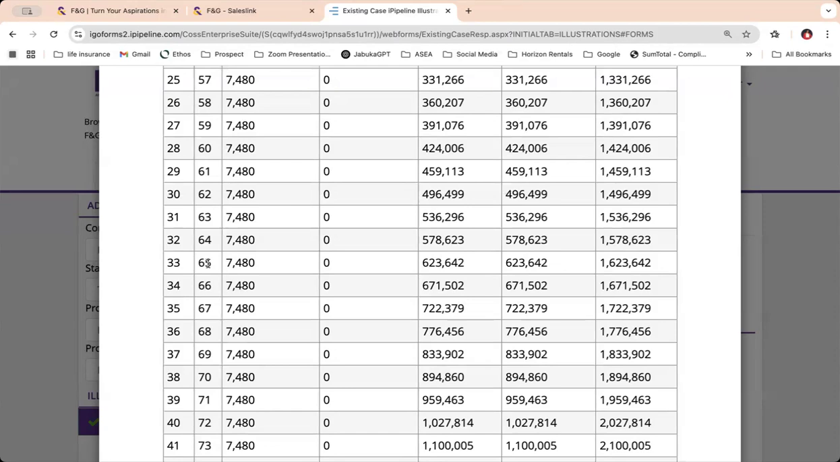So now let's talk about the illnesses. What happens if somebody gets sick, and what kind of illness would this policy pay for? Somebody else can tell us? Critical. All right. Critical. What else? Chronic. Wonderful. What else? Terminal.